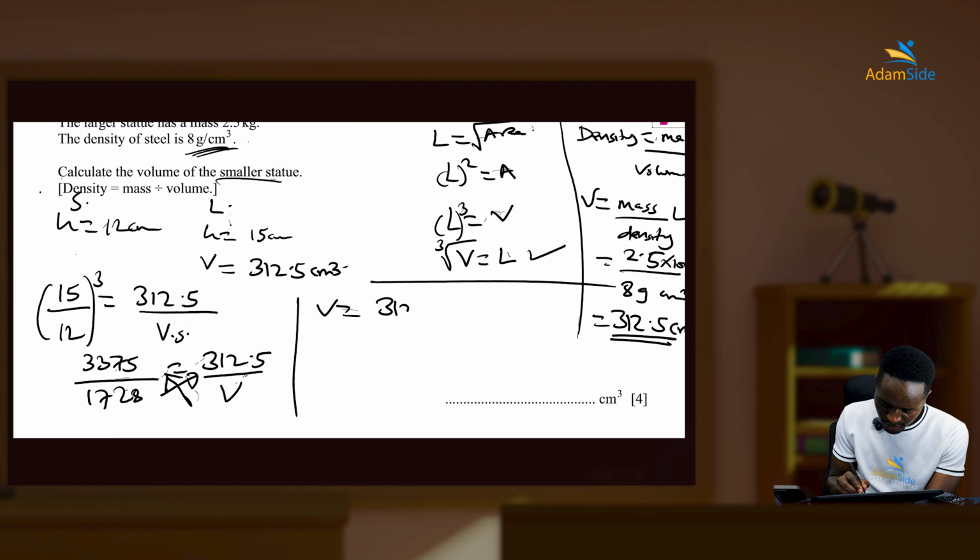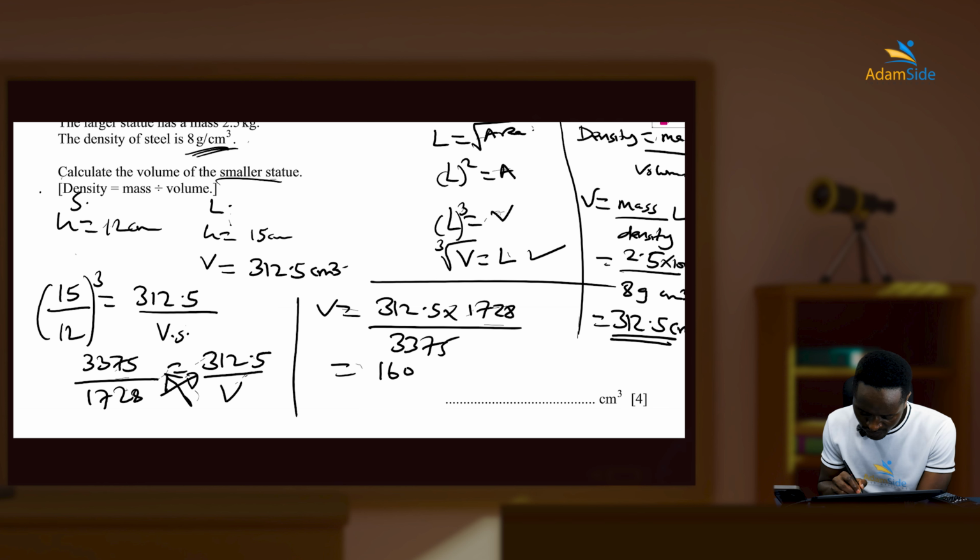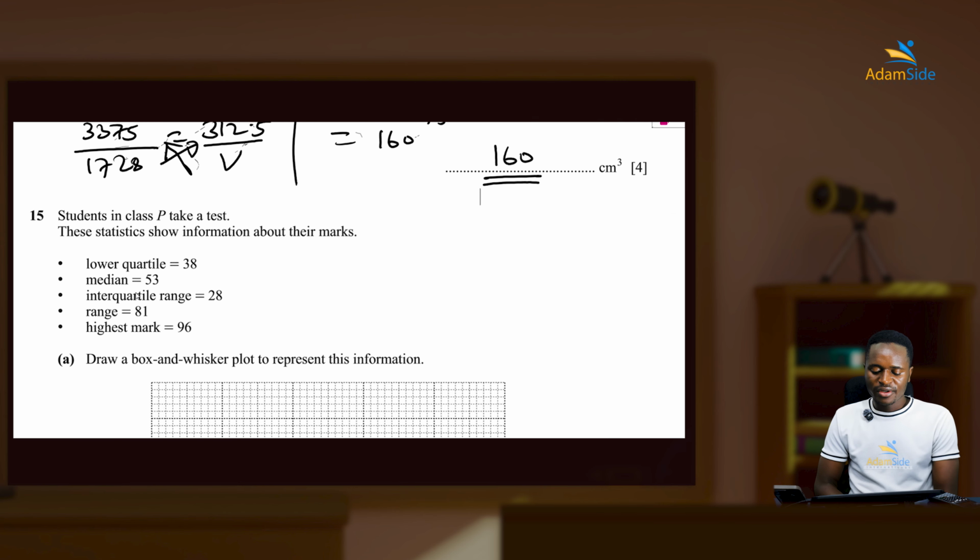So you say 312.5 times 1728 divided by 3375. What do you get? You get 160. So the volume of the smaller statue will be 160 cubic centimeters. This becomes your answer. All right.